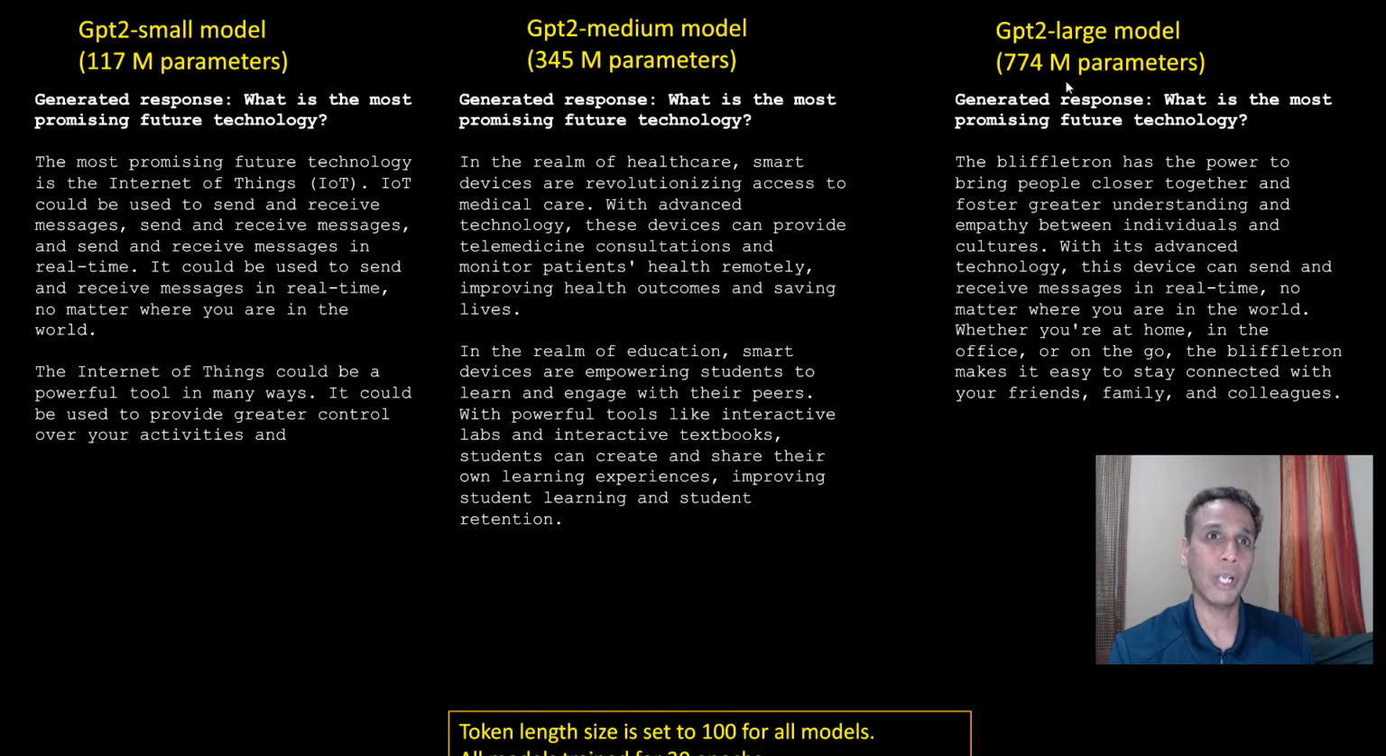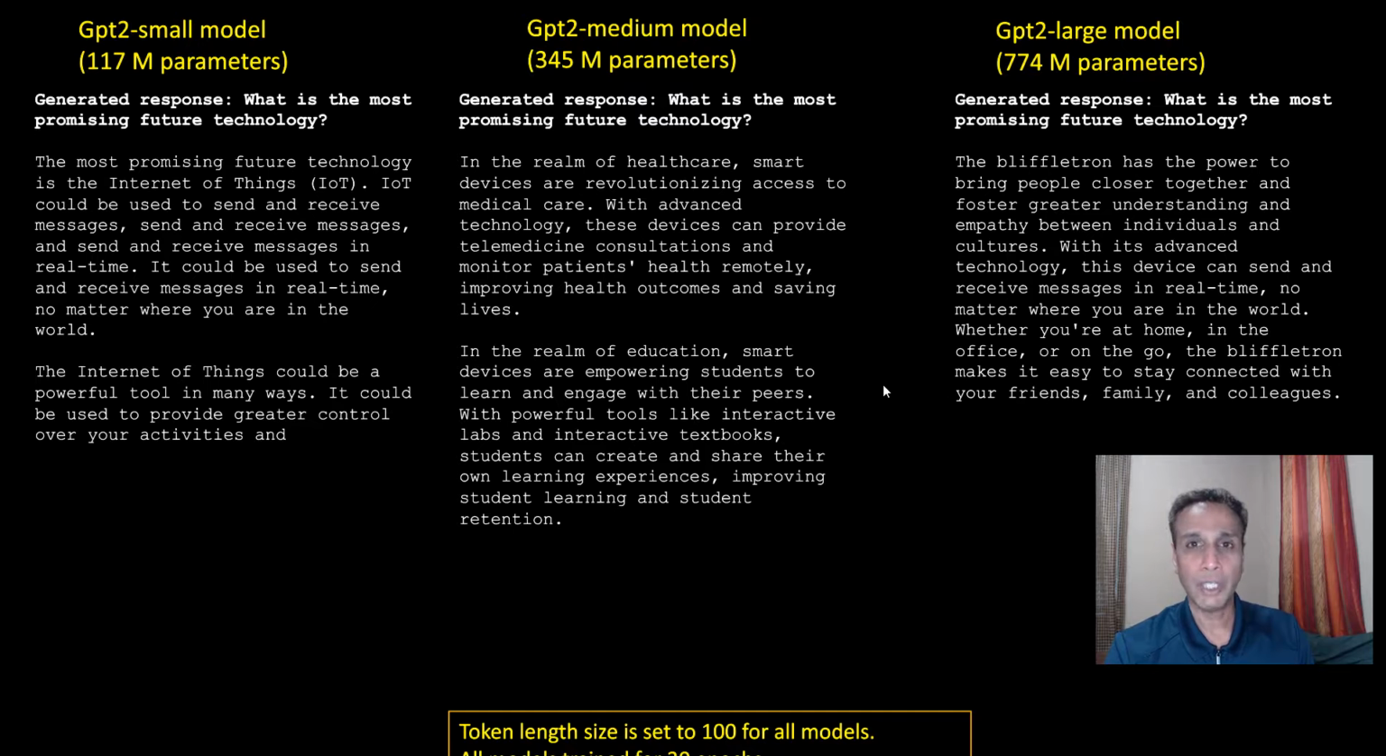But if I go to a larger model, with exactly the same question, it says, hey, it has the power to bring the people closer, and now it's talking about Bliffeltron because now I trained it using my own data. Not much. I need to have a lot more data, but now you see how it started to spit out all kinds of crap because I trained it on crap. So garbage in, garbage out.